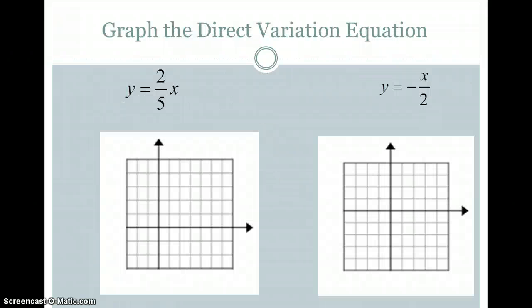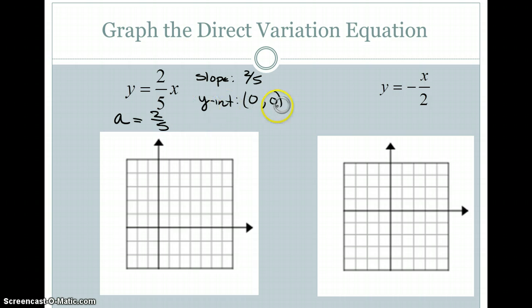Okay, so the next thing they would like for us to do is to graph these equations. They're telling us already that they're direct variation, and we know it's true because this is not plus or minus anything. It's just y equals 2 over 5x. So my constant of variation is 2 over 5, and that's the same thing as the slope. And your y-intercept, just to be consistent, is 0, 0. For direct variation, the y-intercept is always going to be 0, 0.